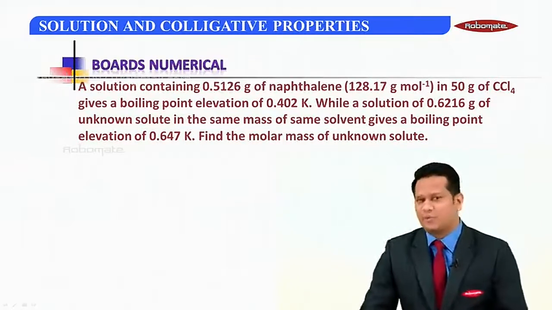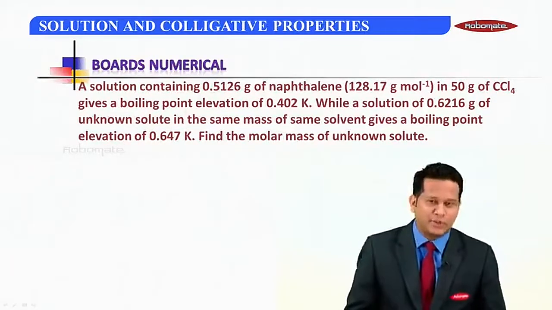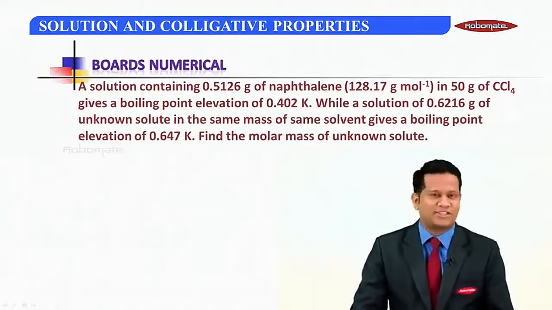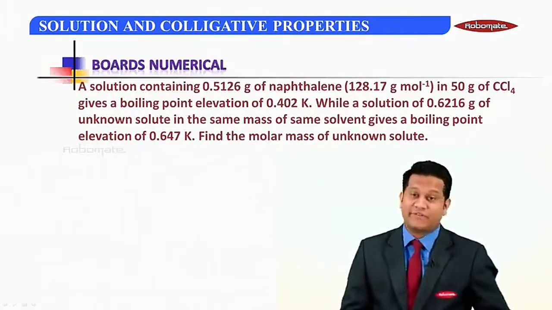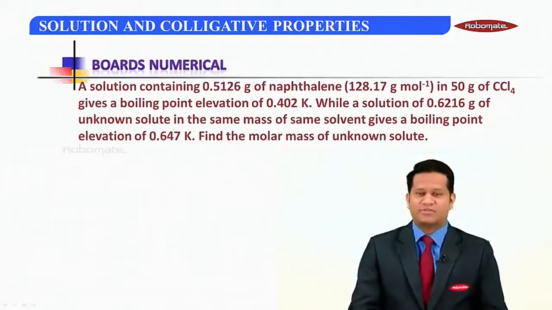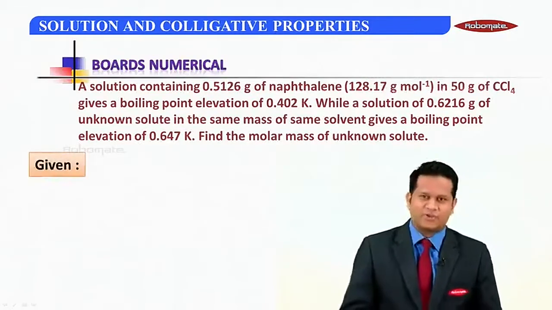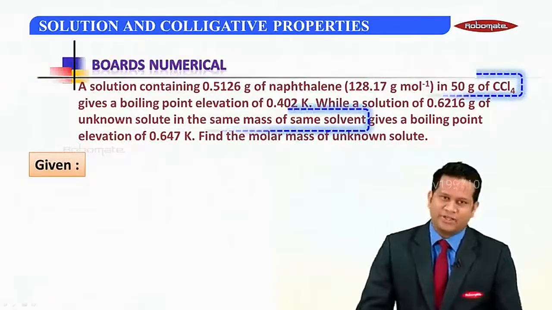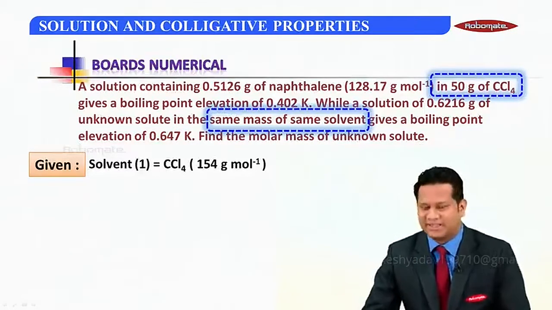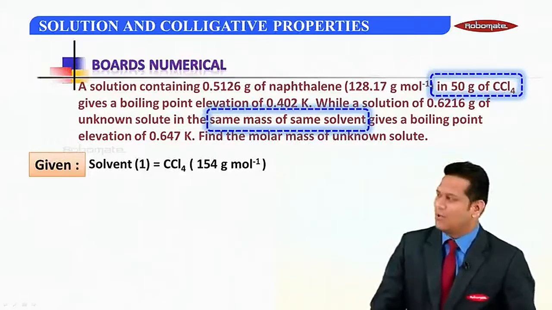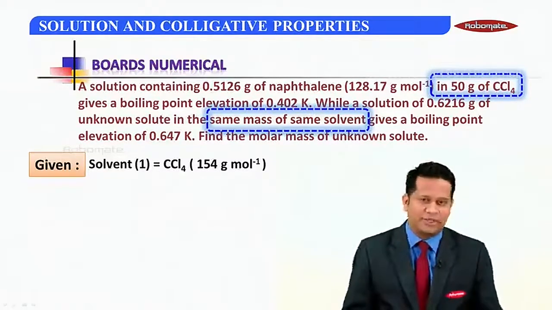While a solution of 0.6216 gram of an unknown solute in the same mass of the same solvent gives a boiling point elevation of 0.647 Kelvin, find the molar mass of the unknown solute. Let us first go with the given, the solvent. The solvent in both the solutions is the same, so let me say solvent is 1, that is CCl4, its molar mass is 154 gram mole inverse.